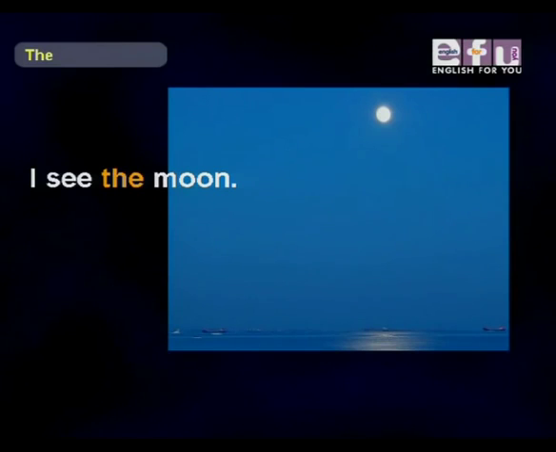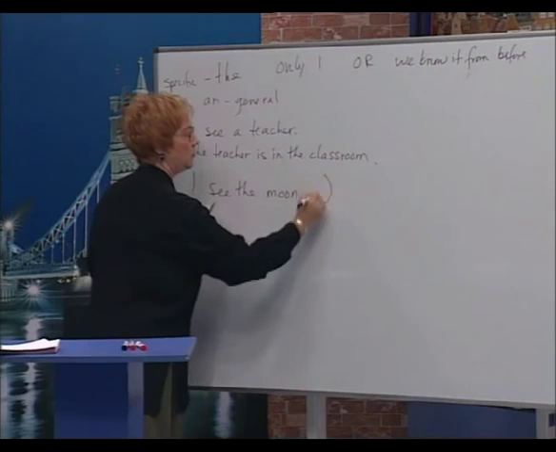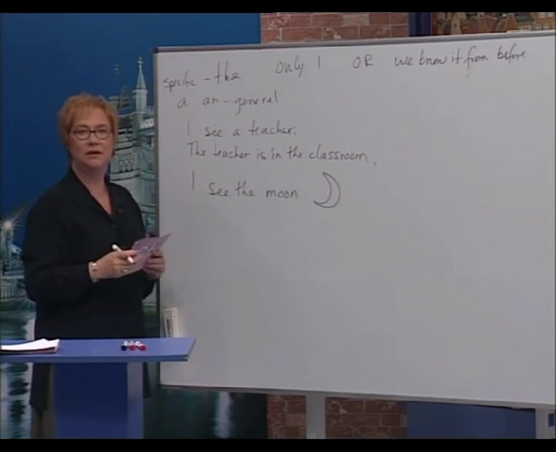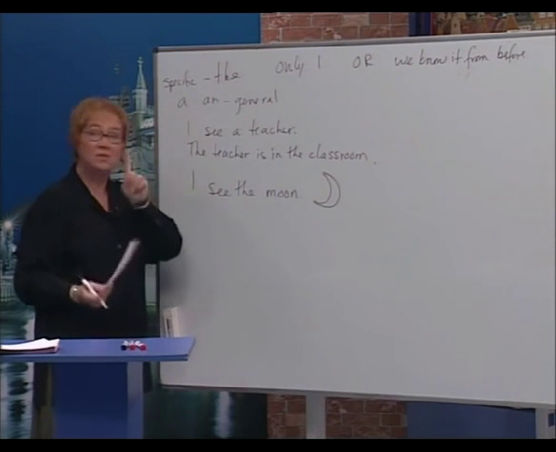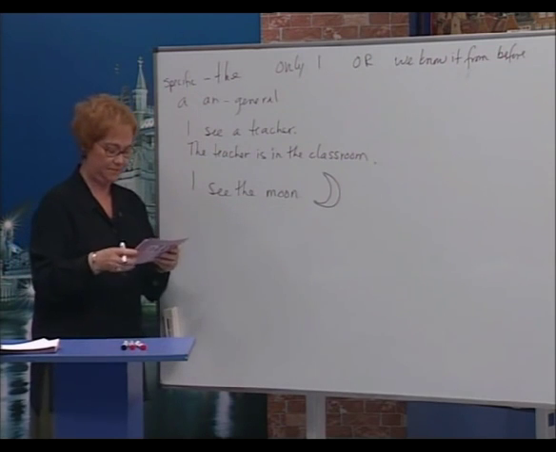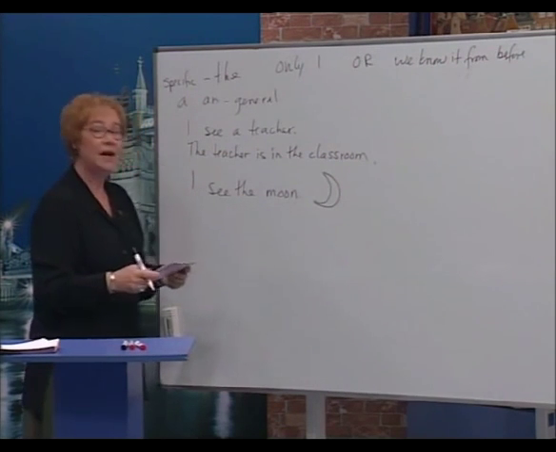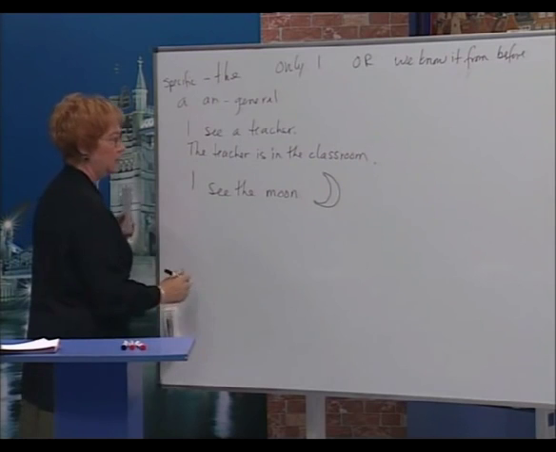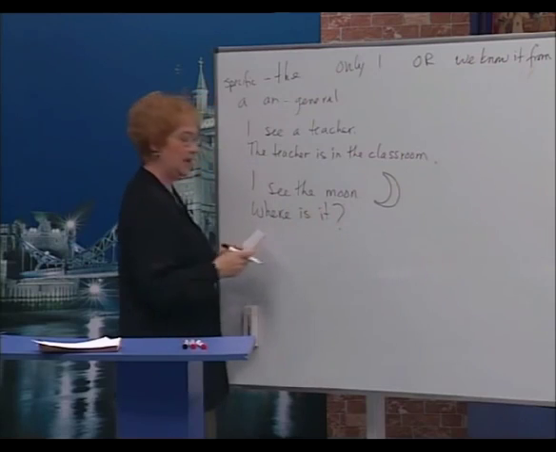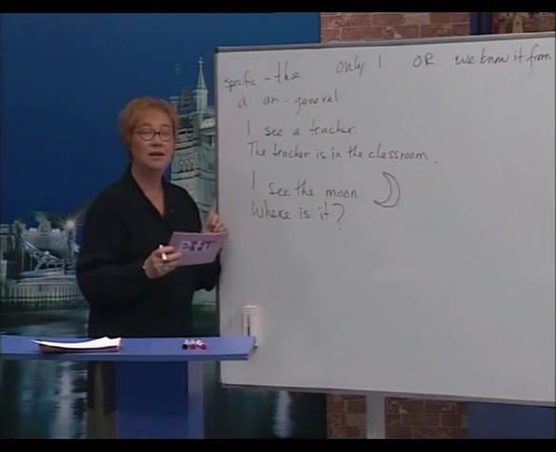Here's another example. I see the moon. It's the moon. I see the moon. In our world, there's only one moon. I see the moon, only one. Okay? Now, here is a new question. Where is it? Okay? Where is it?